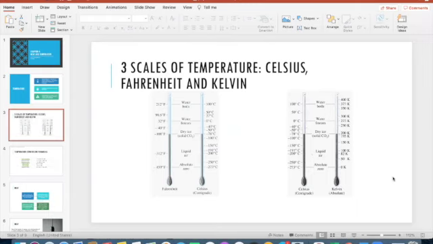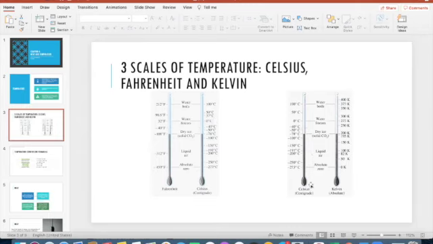Here is just a comparison. On the left, we have a comparison between Fahrenheit and Celsius. Here you'll see water boils at 212 degrees Fahrenheit, and water boils at 100 degrees Celsius. Water freezes at 32 degrees Fahrenheit and 0 degrees Celsius.